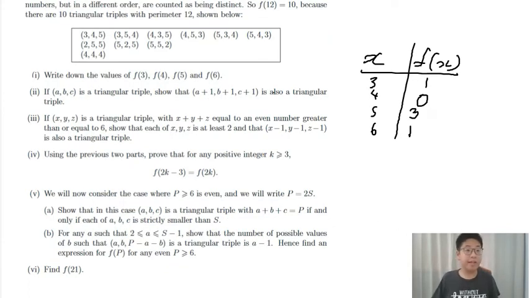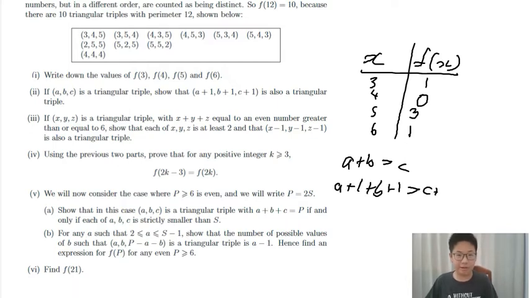If a, b, c is a triangular triple, then a plus 1, b plus 1, c plus 1 is also a triangular triple. So we have a plus b is greater than c. So a plus 1 plus b plus 1 is greater than c plus 1 by definition. This means a plus b is greater than c minus 1, which is true. So there we prove this. Let's call this theorem 1.